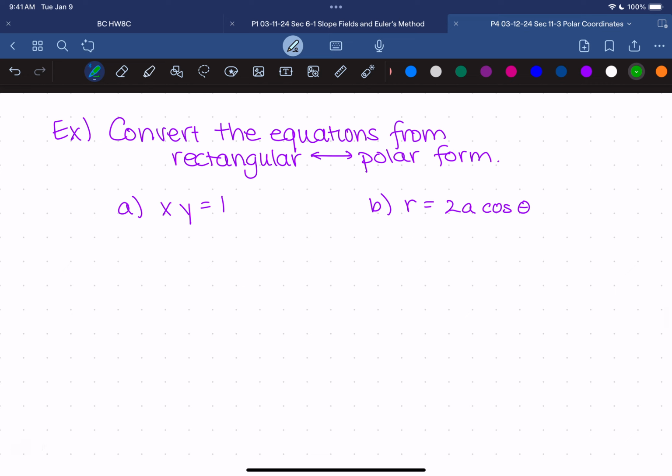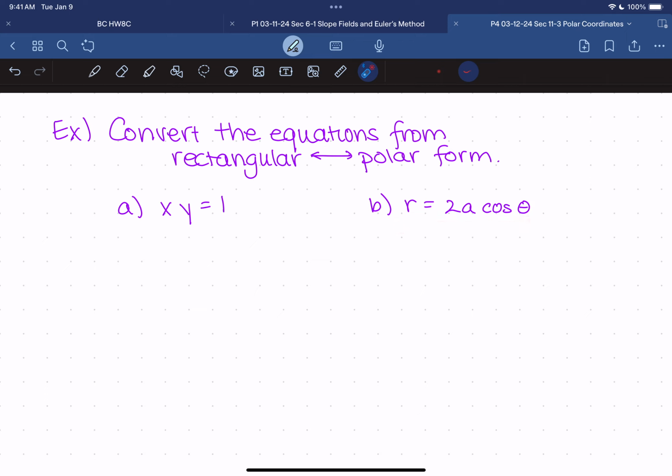Now, let's practice converting equations. So here's an equation right here. xy equals 1. We know it would just be a hyperbola, but let's go ahead and convert it to polar form. Now, there's different ways you can go about this, especially when you're doing something like part B, where you're going polar to rectangular form.